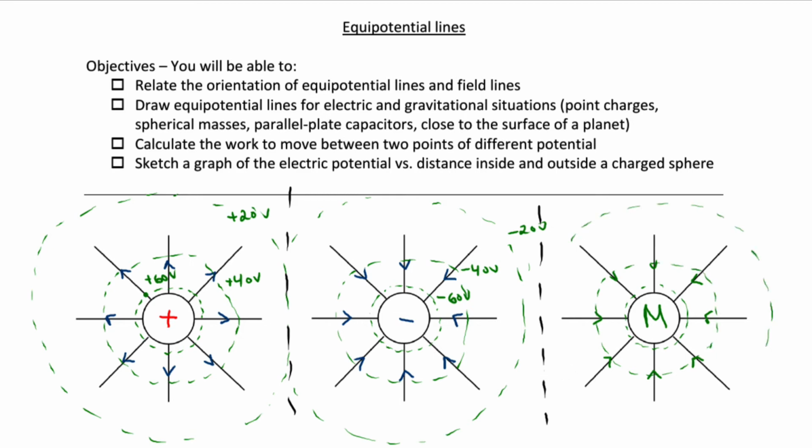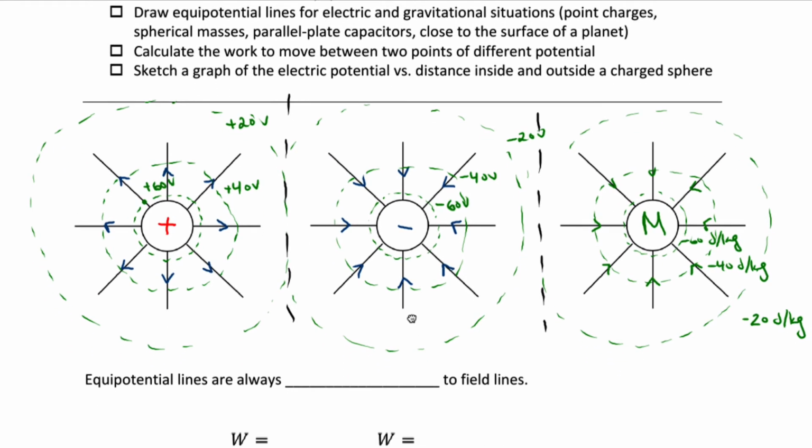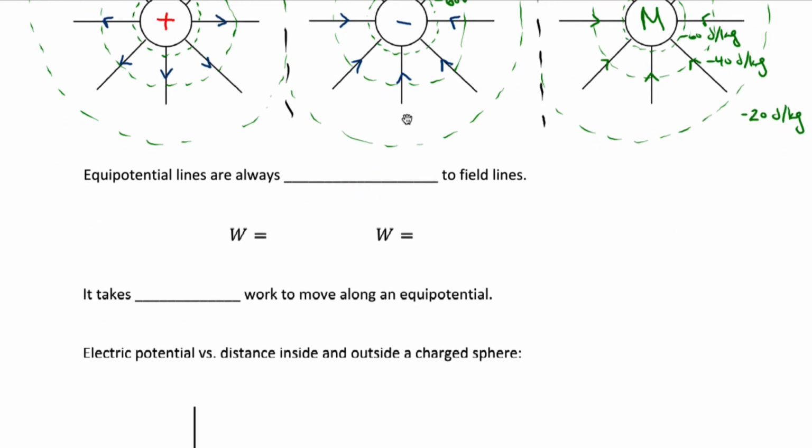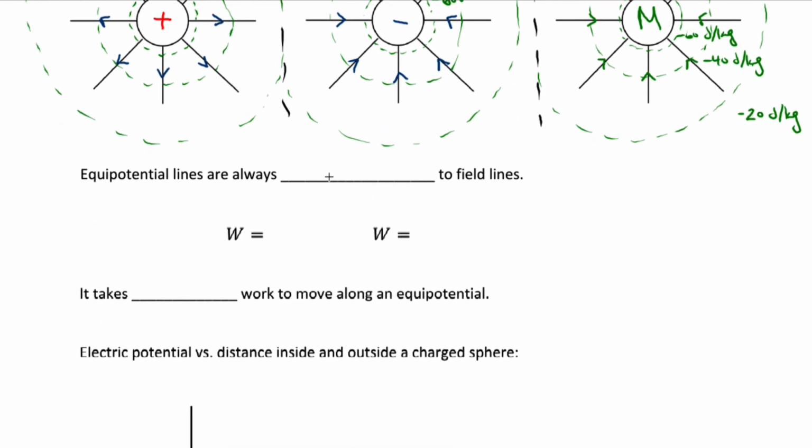Now in this case, we can't measure in volts, we're measuring in joules per kilogram. So this could be at, let's say, negative 20 joules per kilogram, and this could be negative 40 joules per kilogram, and negative 60 joules per kilogram. So notice that the equipotential lines and the field lines are always perpendicular to each other. Equipotential lines are always perpendicular to field lines in all of these cases.